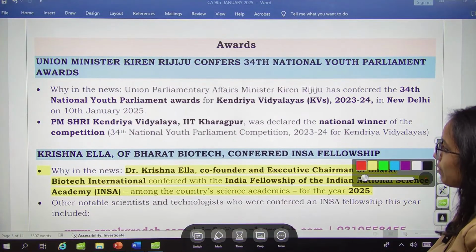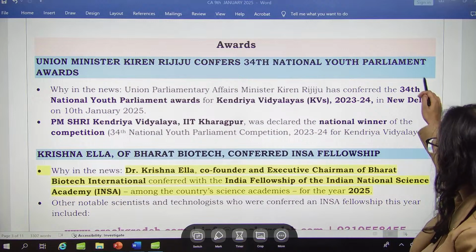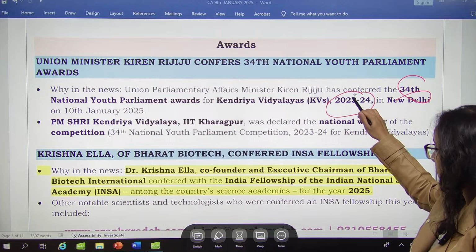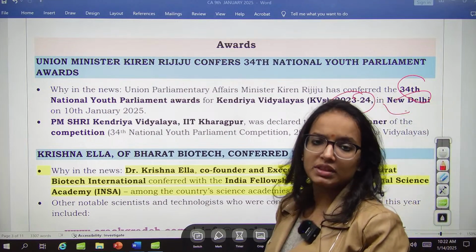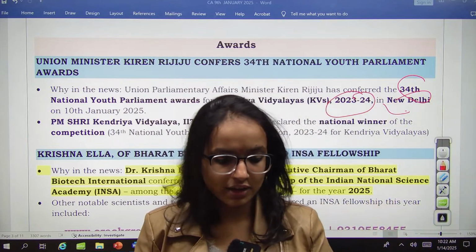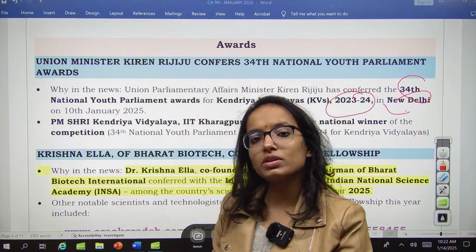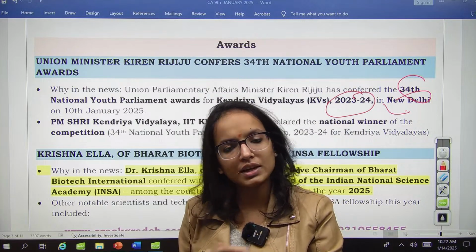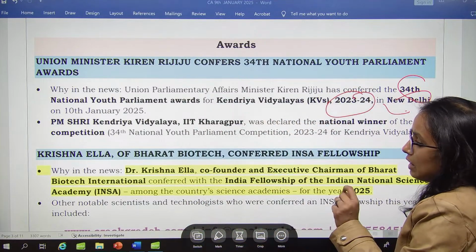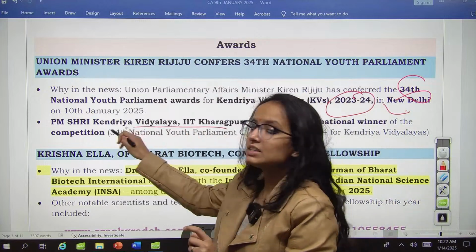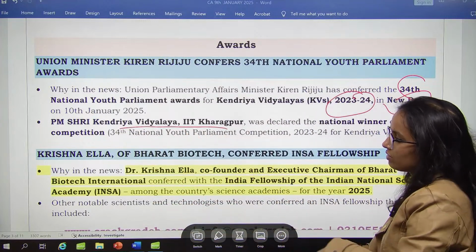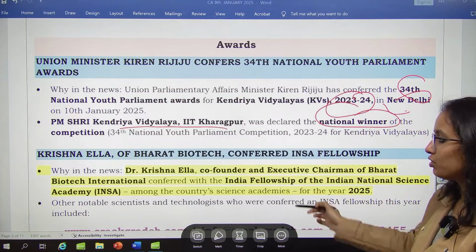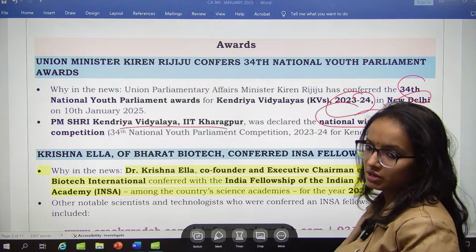Then in awards, you have the Parliamentary Affairs Minister conferring the 34th National Youth Parliament Awards for Kendriya Vidyalayas 2023-24 in New Delhi. In Kendriya Vidyalaya, the Youth Parliament competition happens at the regional level, then zonal level and then national level, right? So the one who wins at the regional level goes to zonal, the one who wins at zonal goes to national. So here PM Shri Kendriya Vidyalaya IIT Kharagpur has bagged this award. PM Shri KV IIT Kharagpur was declared as the national winner of this 34th edition of National Youth Parliament Competition.